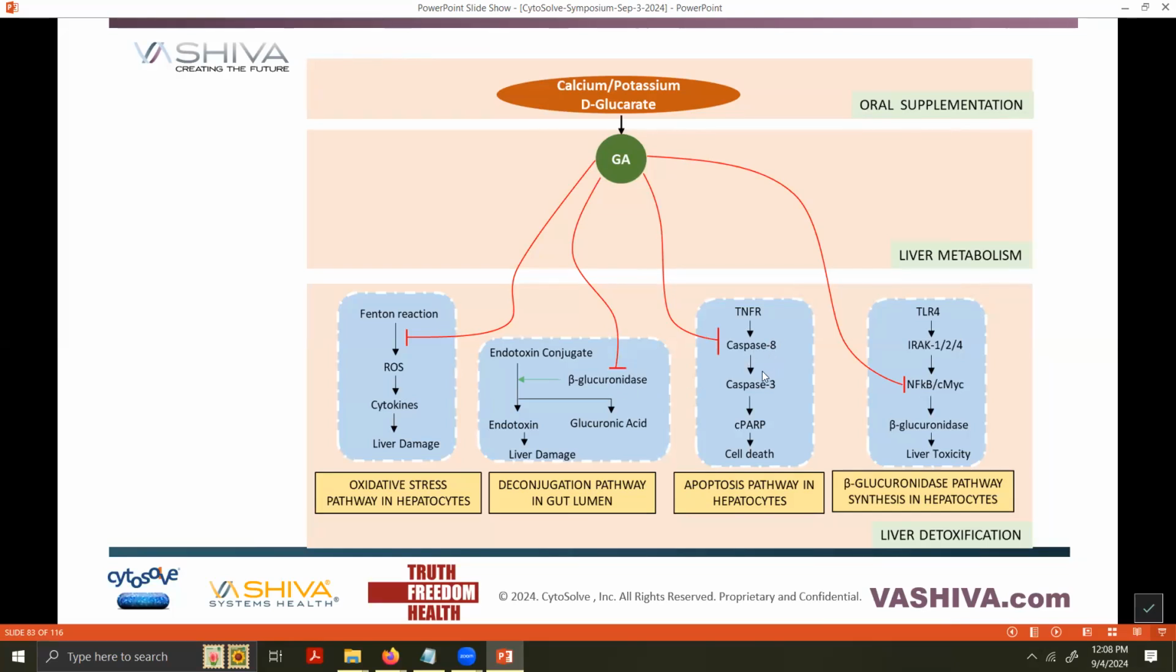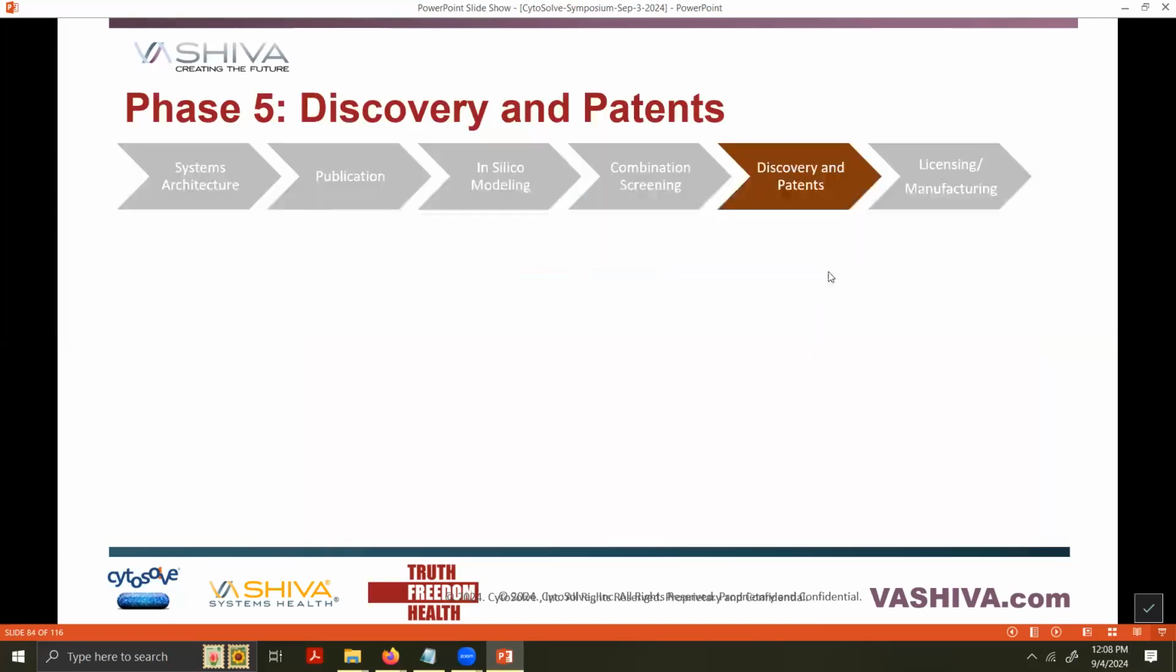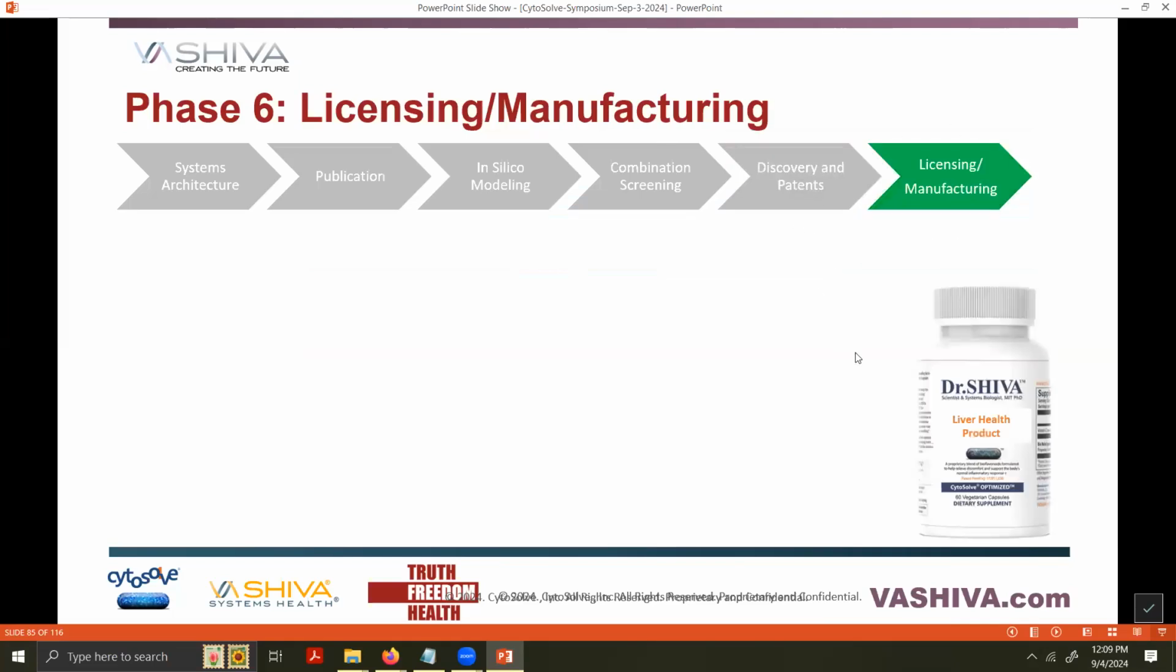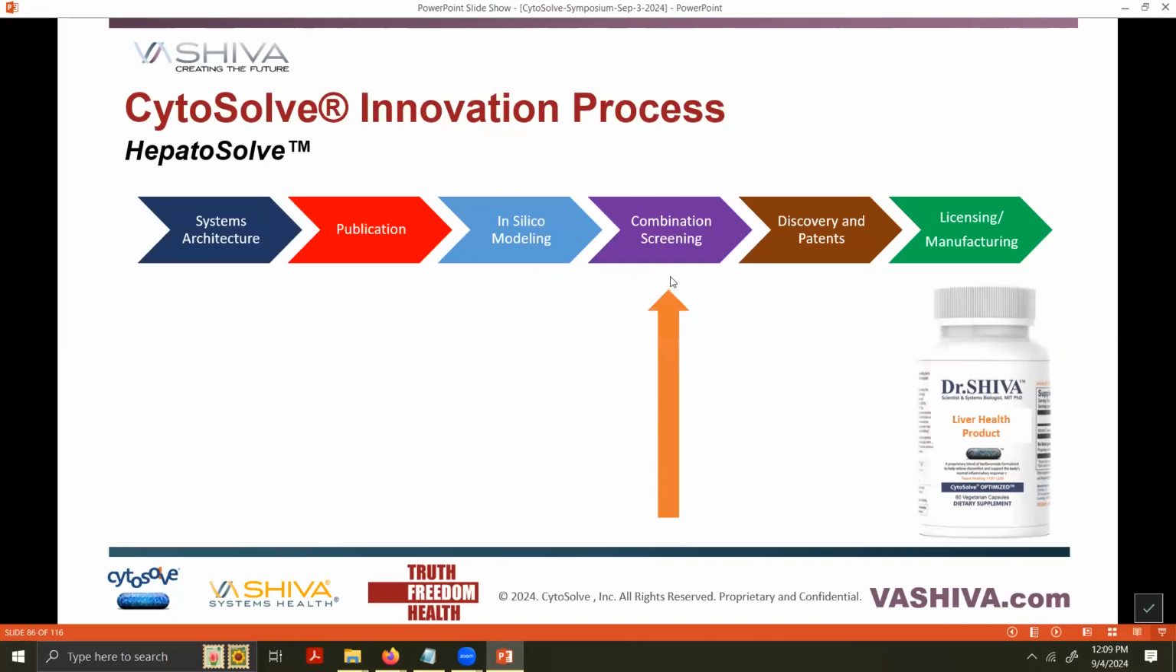We have published the findings. We have done the in silico testing for 1 ingredient. We're in the process of screening additional ingredients that will enhance or support the efficacy of glucaric acid and create a product that will help with the liver detoxification process. Once we do that, we will apply for the discovery and patents. We protect our intellectual property, and then we will start licensing and manufacturing the product. So that's the last phase. As I mentioned, we're in the combination screening process for the liver product development.